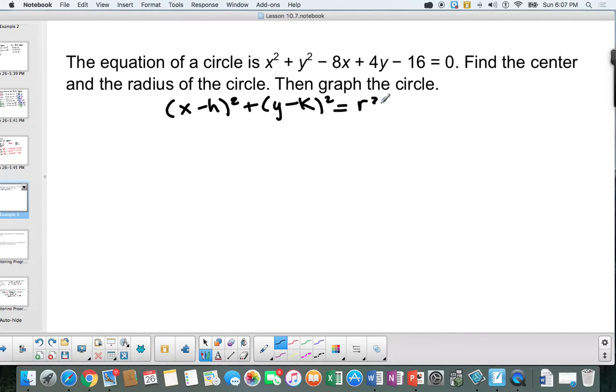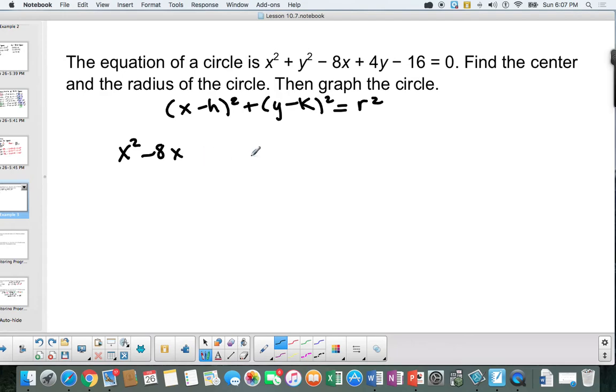And right now, it doesn't look like that. The x squared here, there's an x, negative 8x, there's a y squared here, there's a 4y. And it doesn't look a thing like this. So what I'm going to do is arrange it so that I have all the x's together.